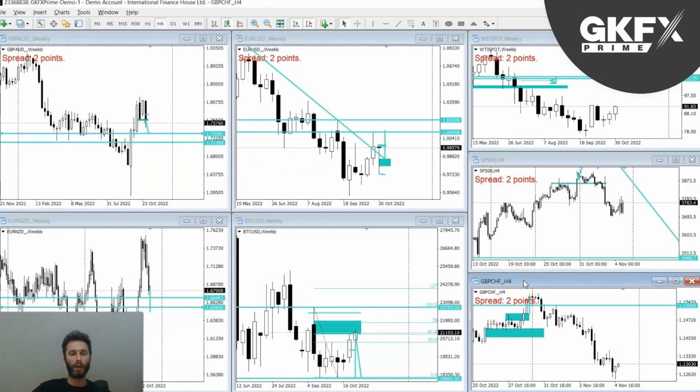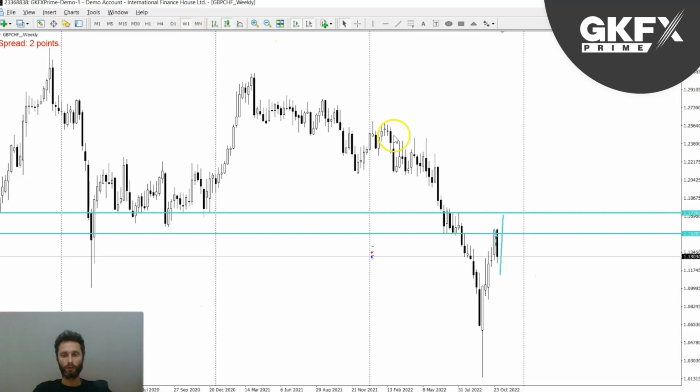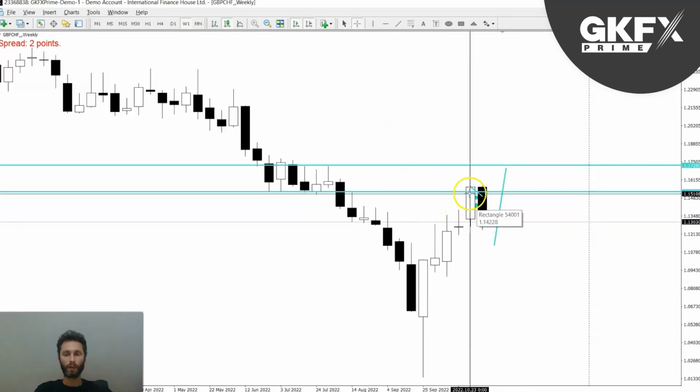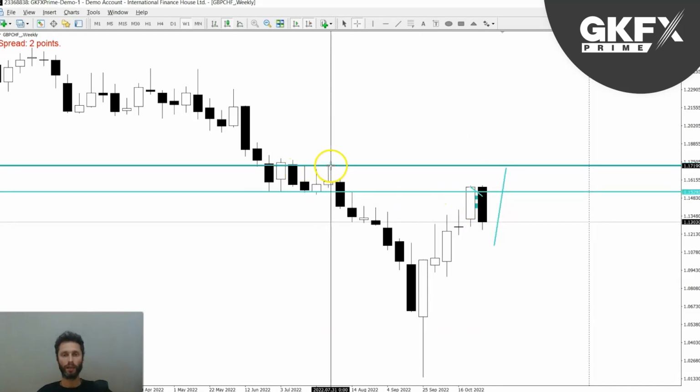Okay, next another pound pair. We do have a pound news this week, and we also have Swiss news. So here's Pound Swiss. Let's have a look here on the weekly. So here we go. A couple of weeks ago, we did reach the initial target I was looking for, and then I was looking for the next level up here to be the next target. Now we haven't reached that.